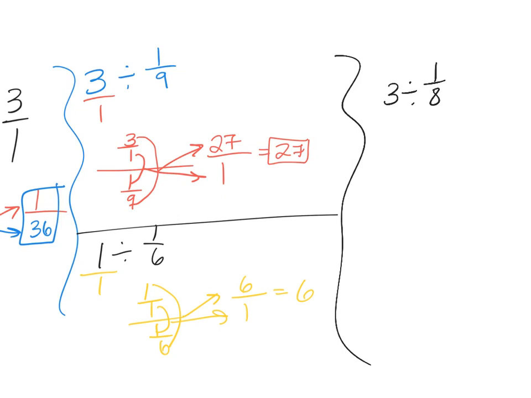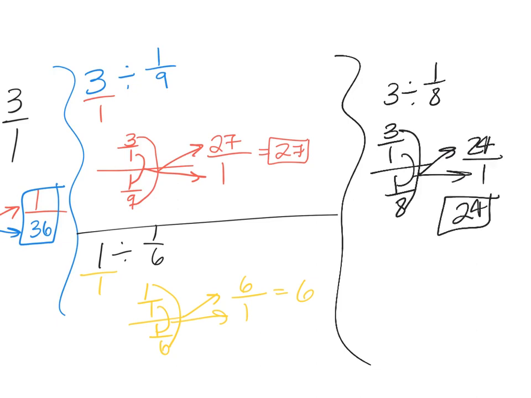Okay, so 3 divided by 1/8. 3 over 1 divided by 1 over 8. 3 times 8 is 24. 1 times 1 is 1. 1 goes into 24, 24 times.